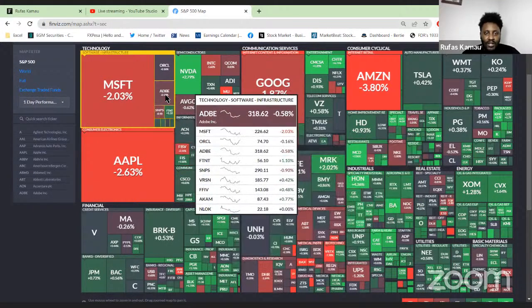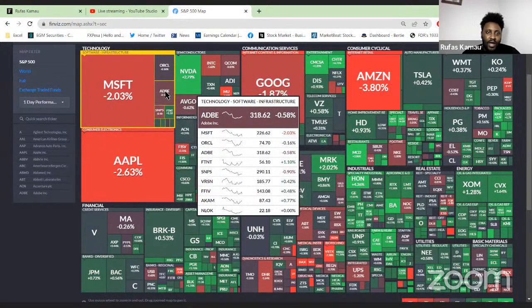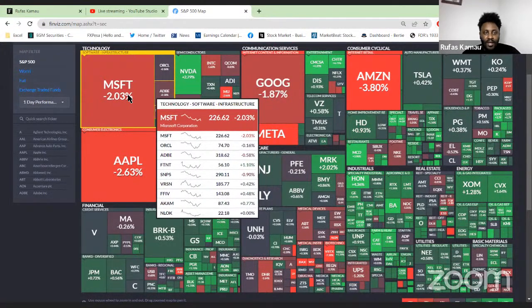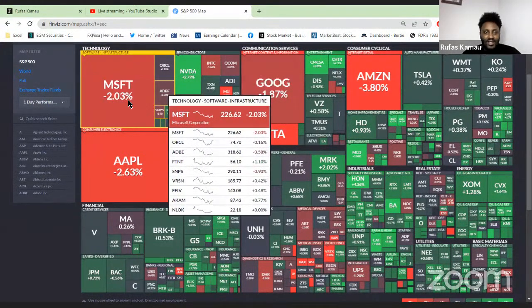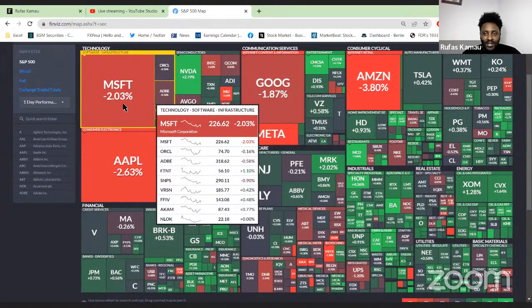So an example, if you look at Adobe right here, it's a smaller square. If you look at Oracle, it's small, and then Microsoft is bigger. So when I mentioned weights, it's very clear from this illustration that Microsoft has a much bigger weight in the S&P 500 compared to other companies.